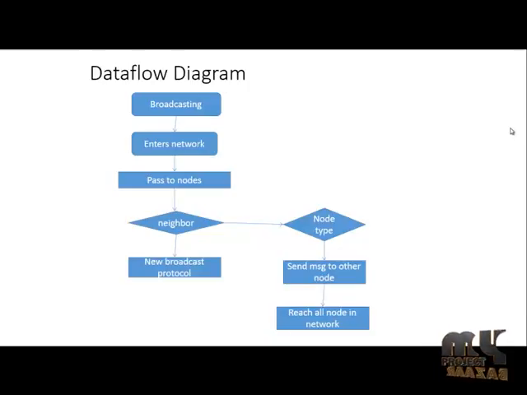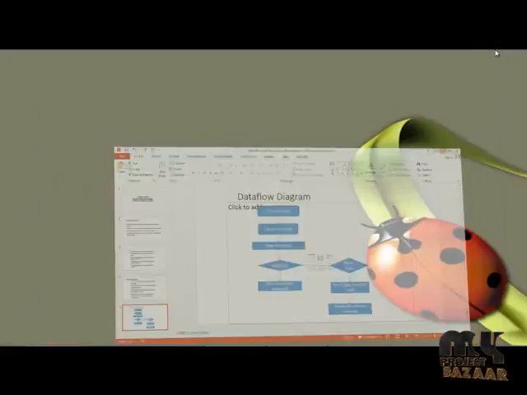Finally, after applying our protocol successfully to all the nodes in the network, the message will reach all the nodes in our network. So this is the concept of the flow diagram of our process. So let us start the demo for our process.